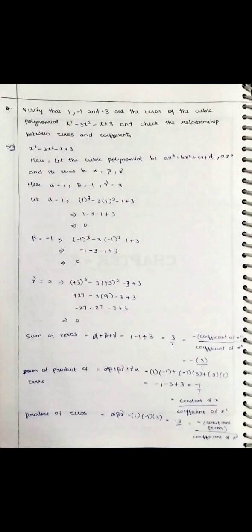And the final bit is verify that 1, minus 1 and 3 are the zeros of the cubic polynomial x cube minus 3x square minus x plus 3, and check the relationship between the zeros and the coefficients. So this is x cube, sorry for the mistake. Here let the cubic polynomial be ax cube plus bx square plus cx plus d, a not equal to 0, and the zeros will be alpha, beta and gamma. Alpha is equal to 1, beta is equal to minus 1, gamma is equal to 3.